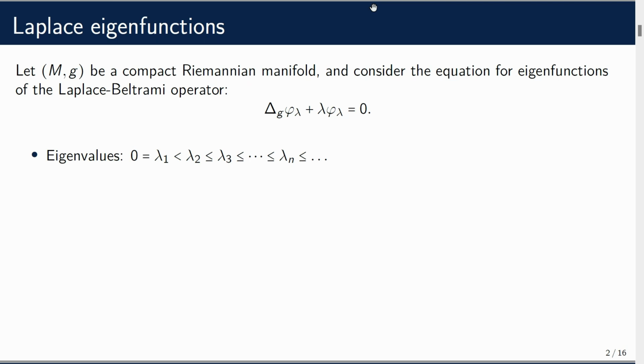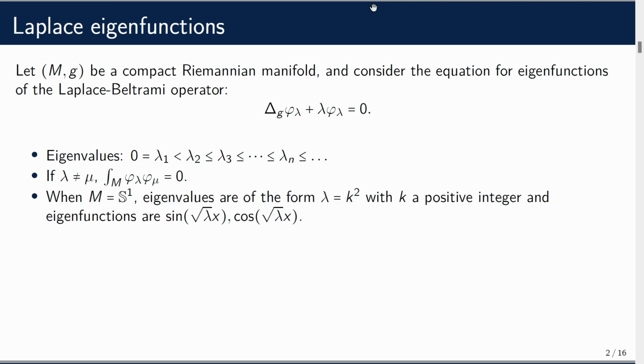And then the second non-zero eigenvalue, the first non-zero eigenvalue, lambda 2, and then there's an increasing sequence of eigenvalues going off to infinity. Okay. If the eigenvalues are different, then the eigenfunctions are orthogonal in the L2 sense on the manifold. Let's start with some examples. This is a very general fact. Now we'll go to the very particular.